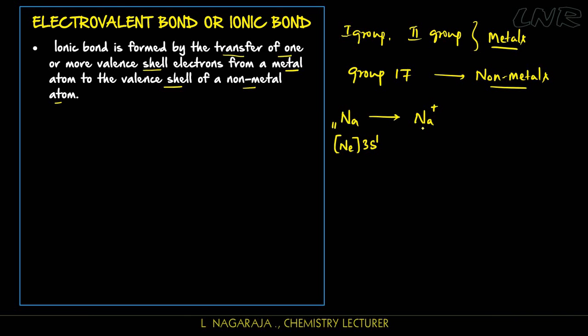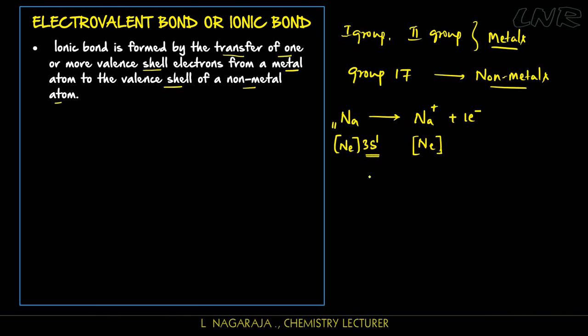Na plus means it loses 1 electron, so 1 electron is represented on the product side. The configuration of Na plus is neon, similar to the electronic configuration of neon. The one electron present in the 3s1 orbital comes out from the sodium atom.